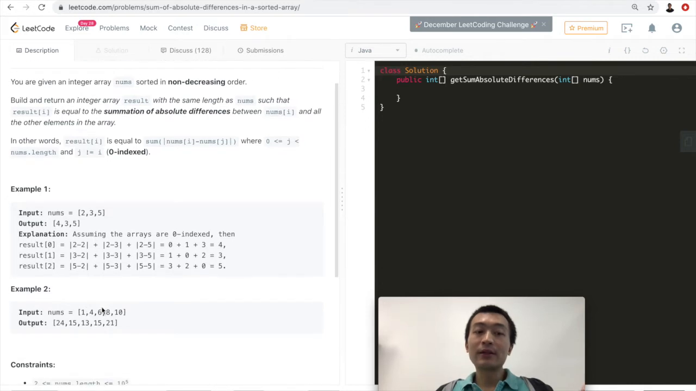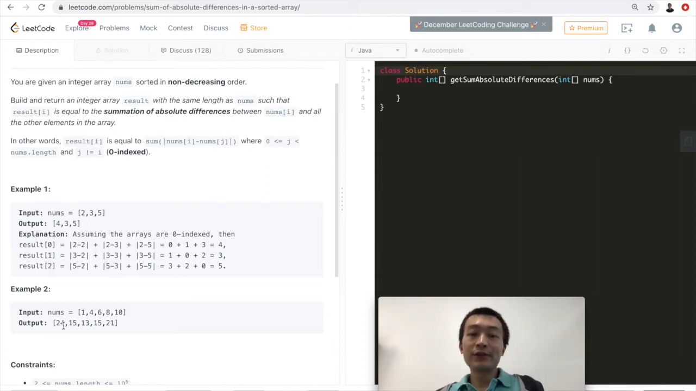The second example didn't give us the process of how we reach the output from the input, but it's the same. We use 1 minus 1 is 0. 1 minus 4 is minus 3, but its absolute difference is 3. And then 1 minus 6, and then 1 minus 8, and then 1 minus 10. We sum up all of the absolute differences of all of these. That's going to give us 24. So that is how we reached this conclusion.